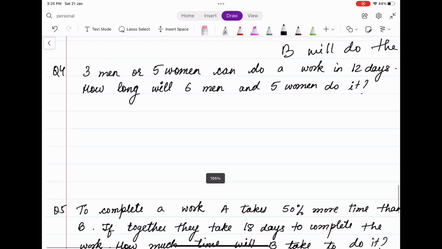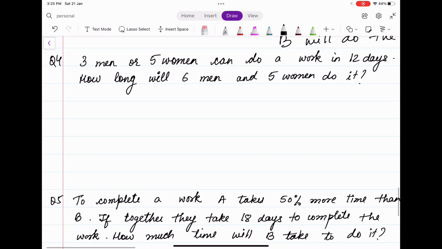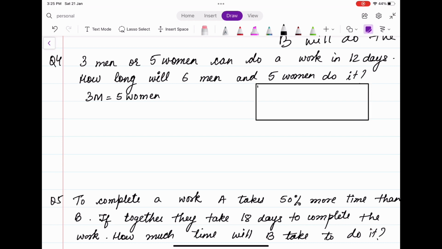The next question is when the values of men and women both is mentioned in the questions. 3 men or 5 women. That means 3 men are equal to 5 women. In this case, we will write 3 men is equal to 5 women. That's given to us. So if we make our chart for men and women question, this is a direct question. It's not a work and time question, but still I have taken it up.